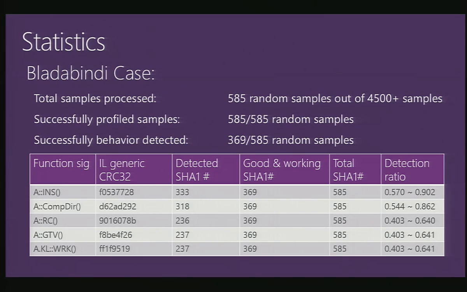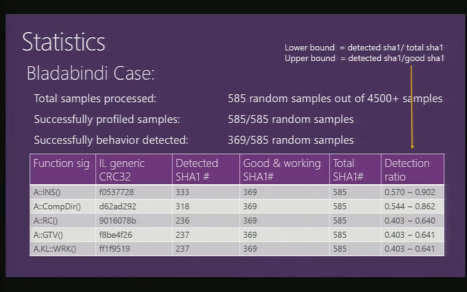I mean that they are doing the right job as they are expected to. And we can find in the following list that there is actually a really good detection ratio of these Bladabindi internal functions. You can ignore the function signature since they might have different names, but they might have the same generic checksum. Here the lower bound is the detected SHA-1 divided by the total SHA-1, and I include all the SHA-1 that did not run successfully also. The upper bound is the detected SHA-1 versus the good SHA-1.